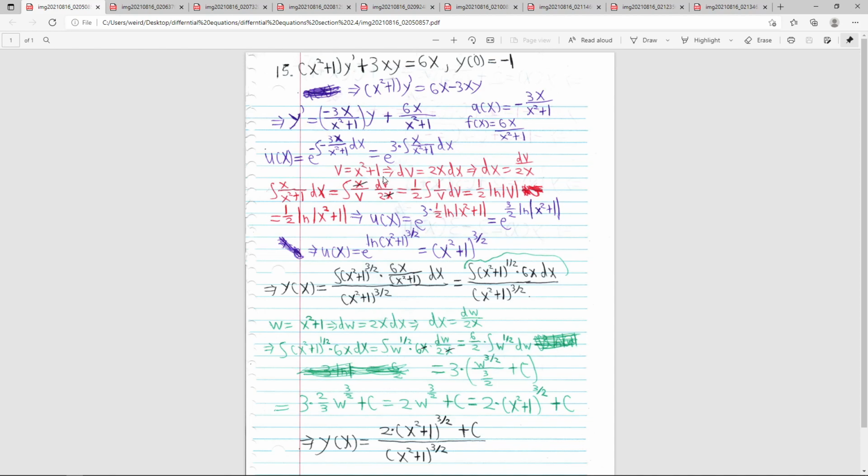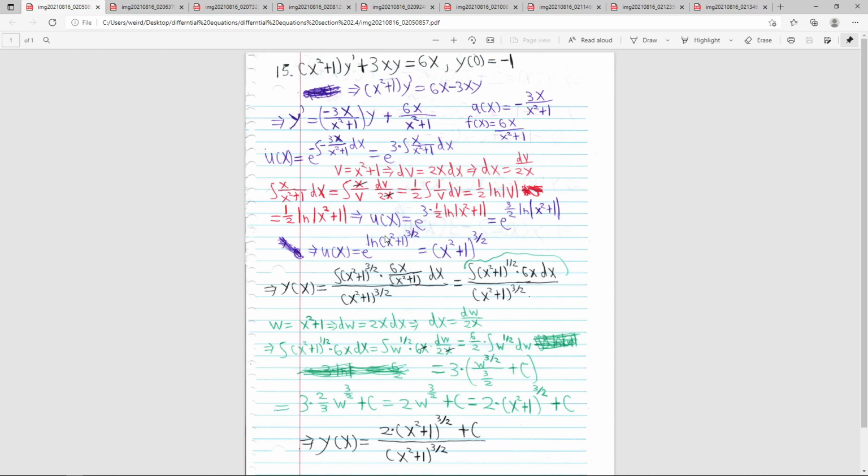V equals x squared plus 1, so dv is equal to 2x dx, and you go from here. It's normal substitution to get your integral. And then once we get 1/2 ln absolute value of x squared plus 1 as our integral, we can substitute that in. So it's 3/2 ln x squared plus 1.